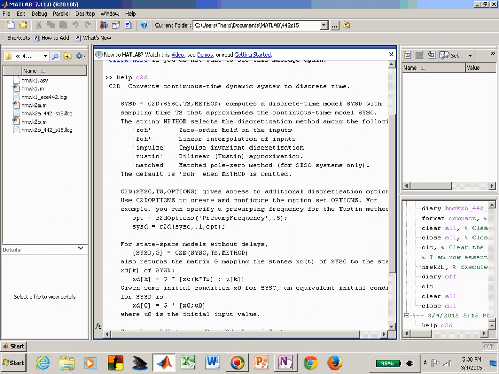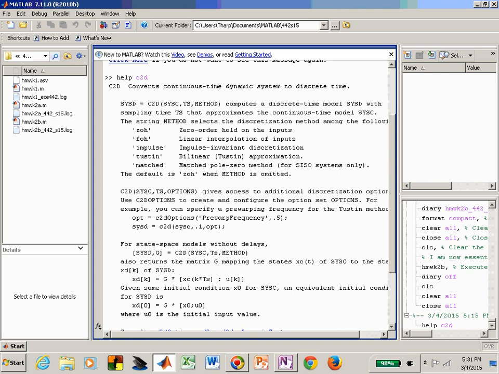One of the questions that is coming up is people are having trouble correlating their hand effort with MATLAB. The C to D, or continuous to discrete function in MATLAB, has many different parameters. In the third argument, you can specify a particular method for it to use. You can have it do the zero order hold. That's the default if you do not specify a method for continuous to discrete conversion.